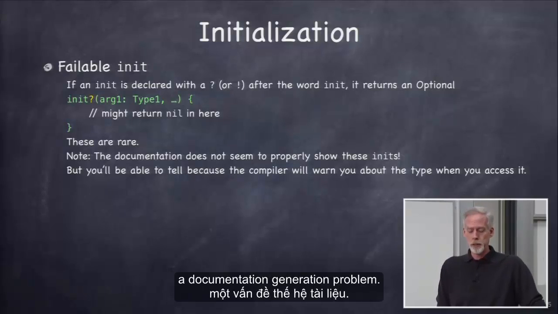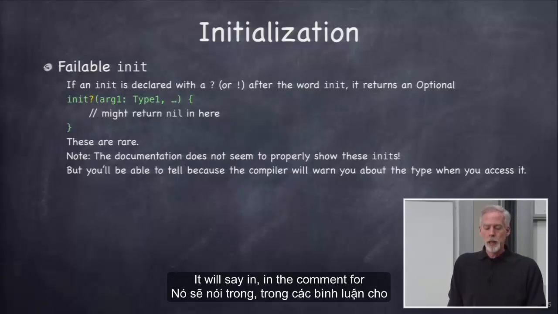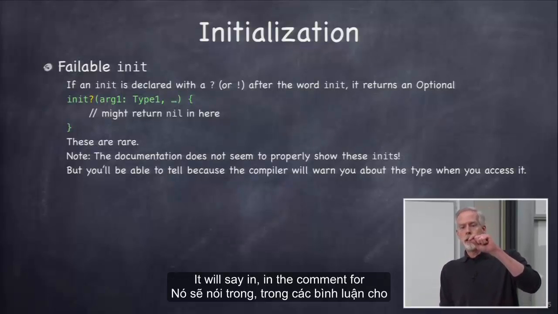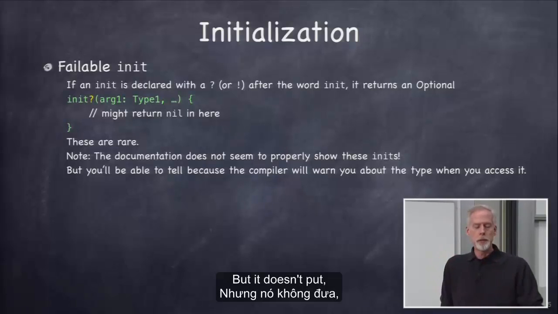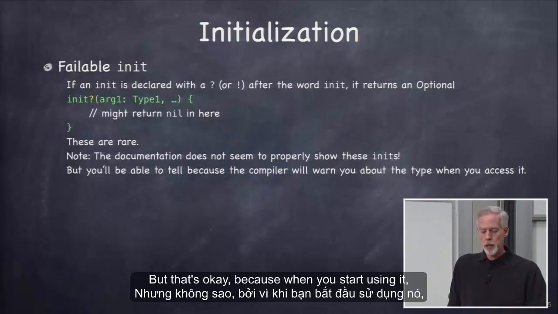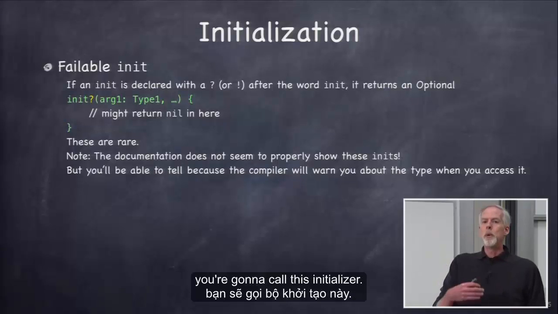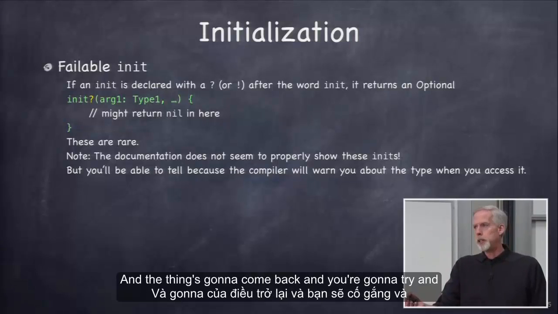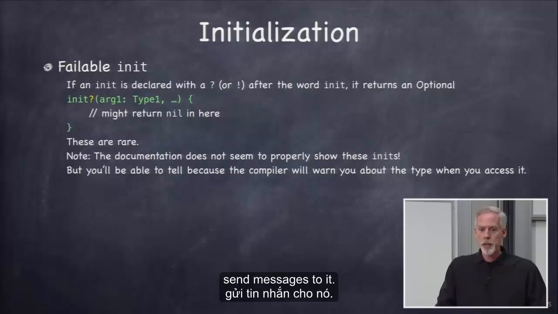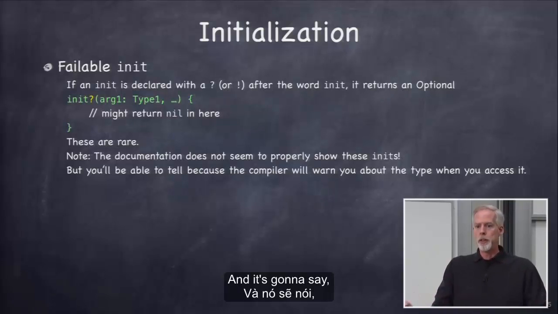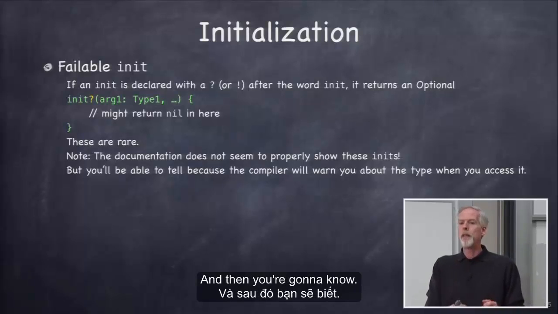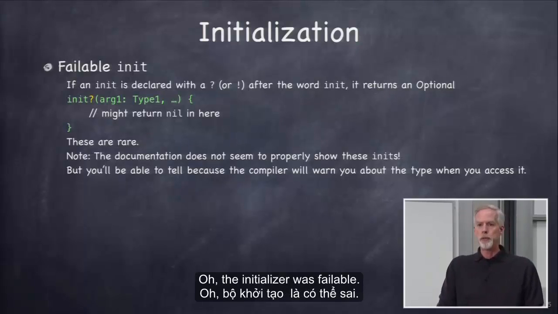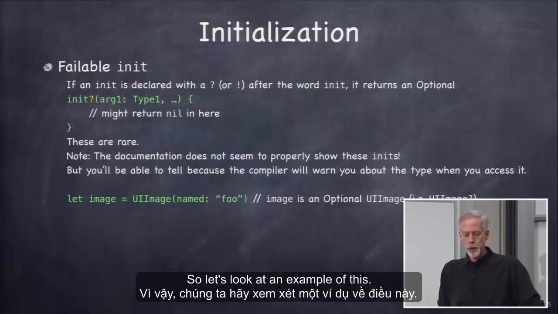I think it's just a documentation generation problem. It will say in the comment for the init, this can return nil if it fails, but it doesn't seem to put the question mark on there. But that's okay, because when you start using it, you're going to call this initializer, and the thing's going to come back, and you're going to try and send messages to it, and it's going to say, this is an optional, does not respond to the method. And you're like, what? It's an optional? And then you're going to know, oh, the initializer was failable. So let's look at an example of this.